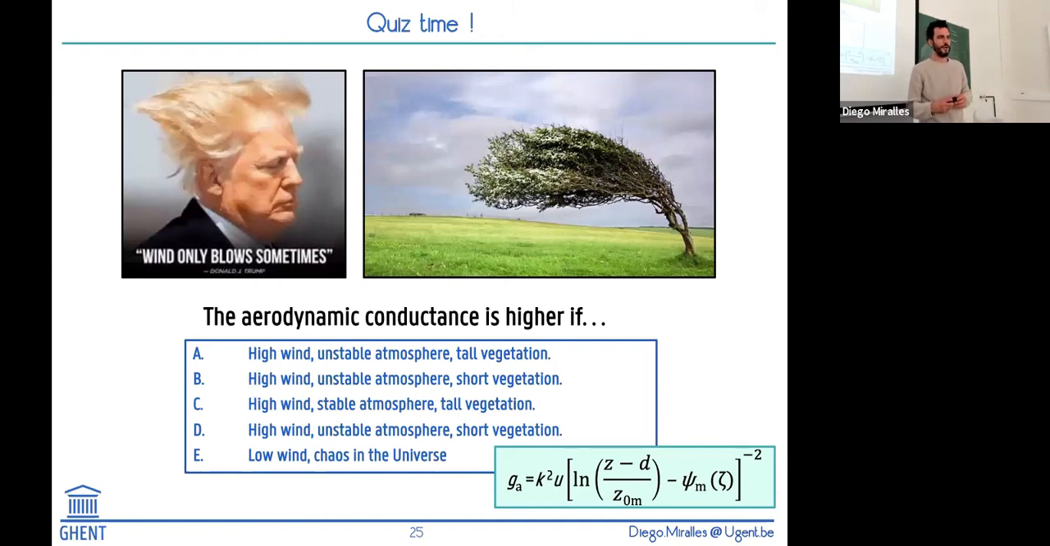So, aerodynamic conductance is higher when you have high winds, unstable atmosphere, tall vegetation. High winds, unstable atmosphere, short vegetation. High winds, stable atmosphere and tall vegetation, and the one that I haven't said, or it's low wind and chaos in the universe. So let's start from the bottom. Does anybody think that it's actually higher when you have low winds, the aerodynamic conductance? No, right? Good.